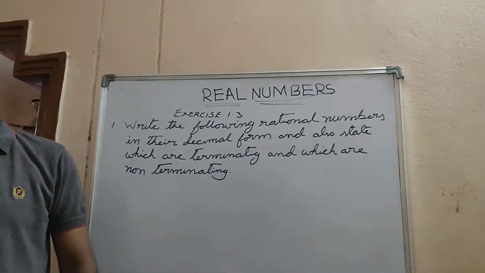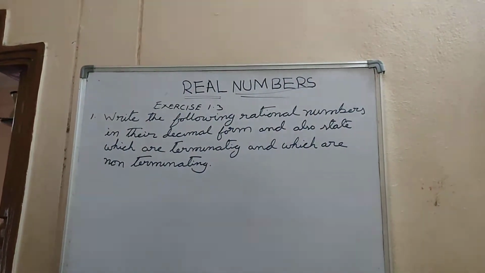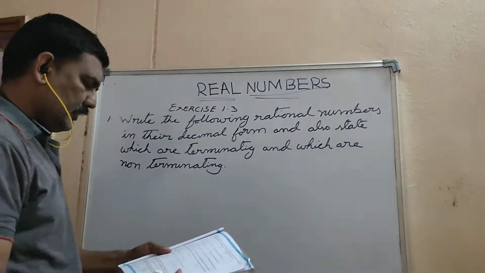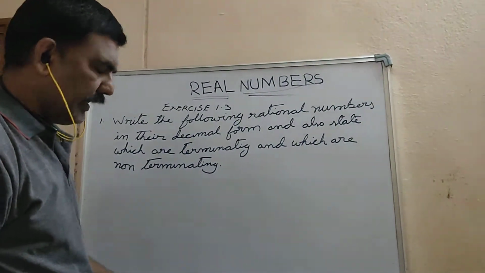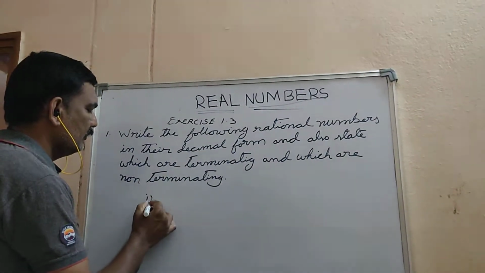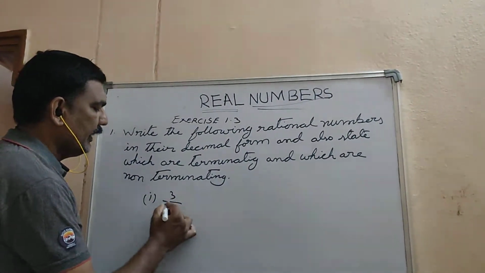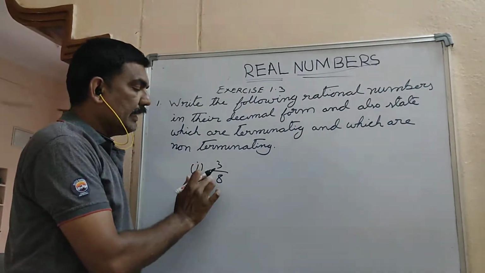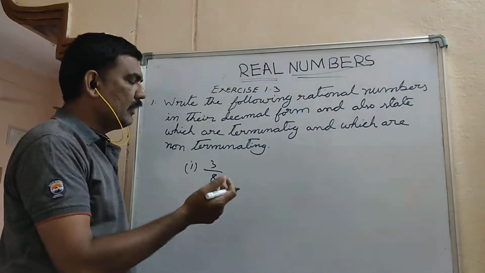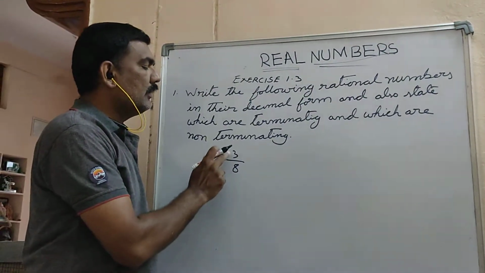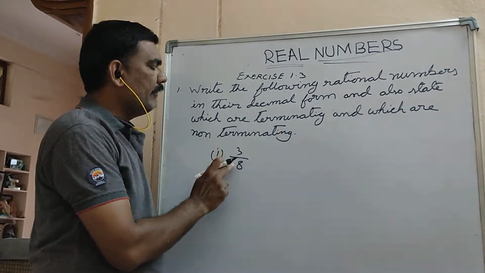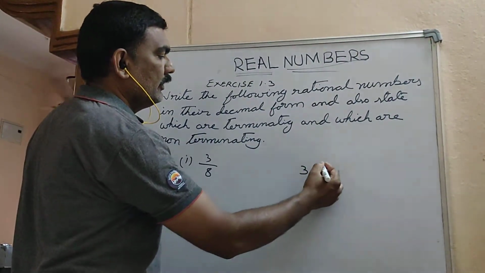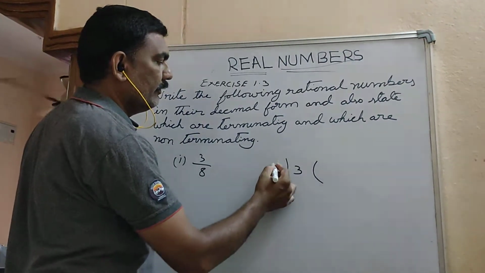So the first question is 3 by 8. 3 is in the numerator and 8 is in the denominator. By reading itself we can see that 3 should be divided by 8.